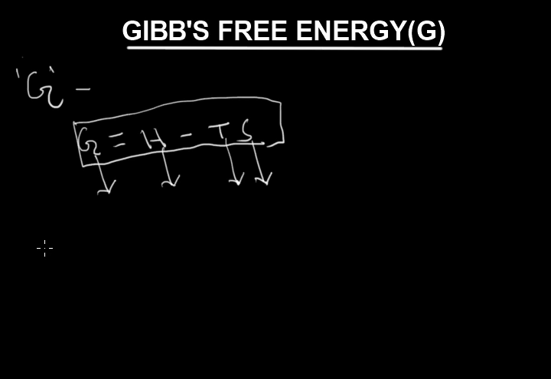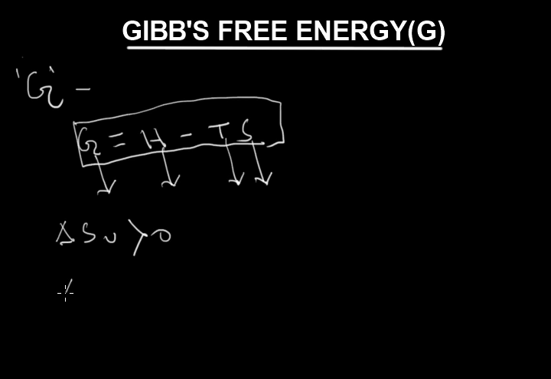Now, why is this concept of Gibbs free energy required? From the previous discussion, we know that for a spontaneous process, delta S universe is greater than 0. Now, delta S universe means delta S system plus delta S surroundings. We can easily measure the delta S system, but measuring delta S surroundings is very difficult. So, a new concept is required, called Gibbs free energy.